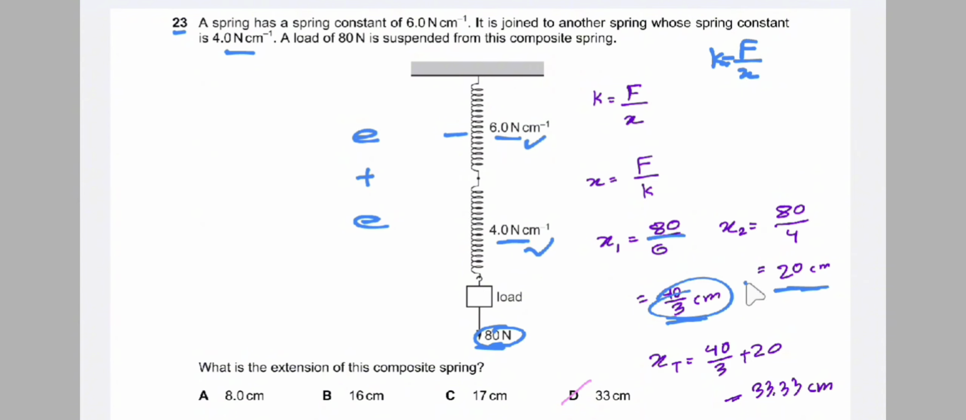So the total extension is the first extension plus the second extension. That is the total extension, and it comes to be 33.33 centimeter, which is approximately 33 centimeter.